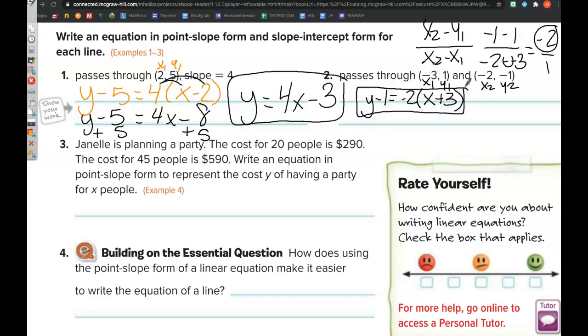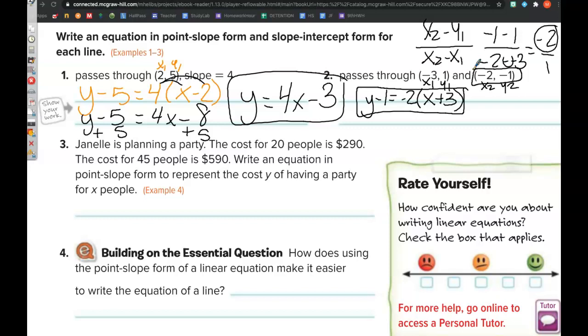If you use the second point, so this one over here, it would have been y plus 1 equals -2, parentheses, x plus 2. Questions on that? Jude, are you following along with me?